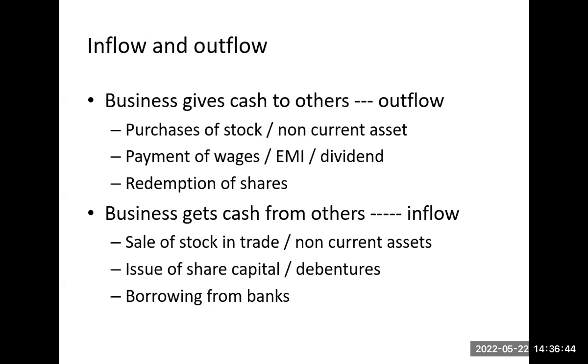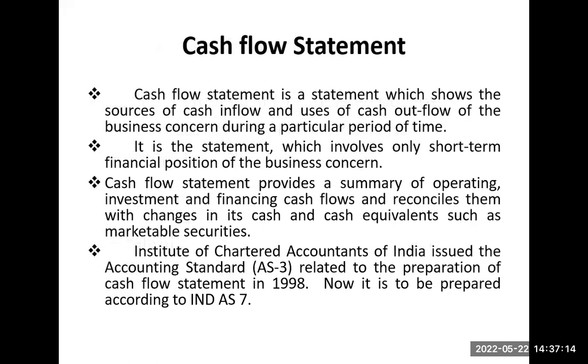Okay, inflow and outflow. We discussed only this so far. Example here: business gives cash to others, that's outflow. Examples are purchase of stock or any fixed asset, payment of wages or EMI or dividend to the shareholder, redemption of shares. Then business gets cash from others: sale of stock or selling of fixed asset, issue of share capital or debentures, or borrowing from banks. Then what is a cash flow statement? Before we discuss this, we have to categorize what we have written. Inflow and outflow, we have taken a list.